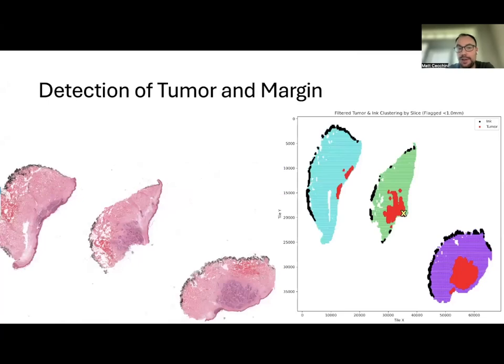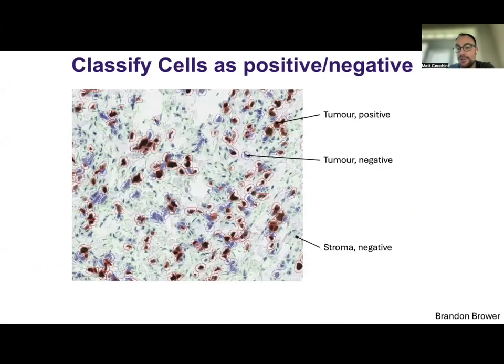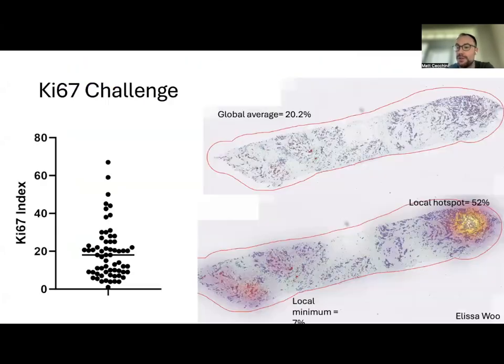Just another one that we've built here, showing that we can detect tumor when it's involving the margin in this case. And then I'll showcase some examples of where we're using more simple image analysis algorithms to classify tumor that we can use for quantification of things such as Ki-67, and how we can build and utilize these in our work.